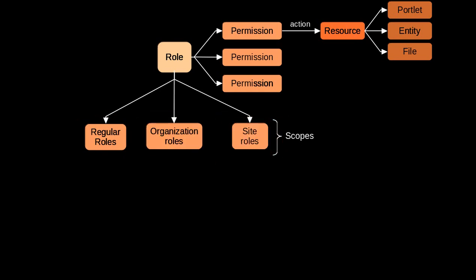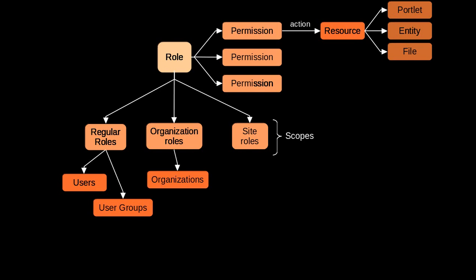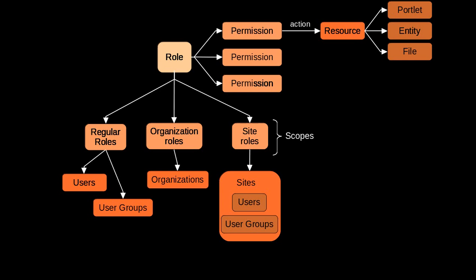Regular roles can be assigned to users and user groups. Organization roles can be assigned to organizations. Site roles can be assigned to users and user groups that are attached to the site. To use a role, you need to assign members to it and define the permissions that you want to grant to the members of the role.